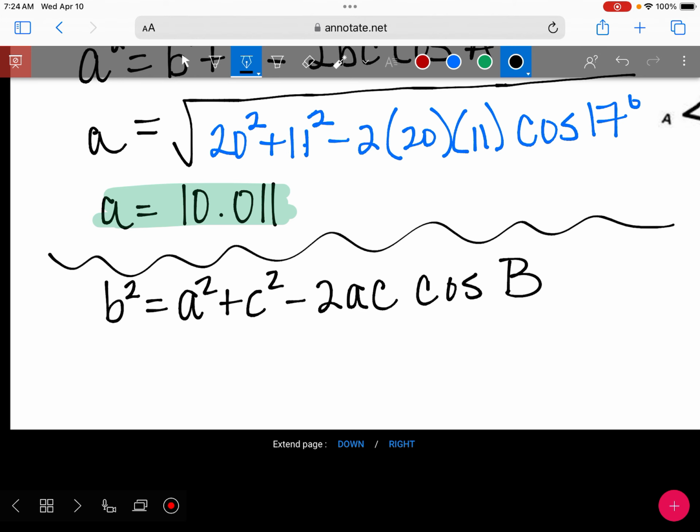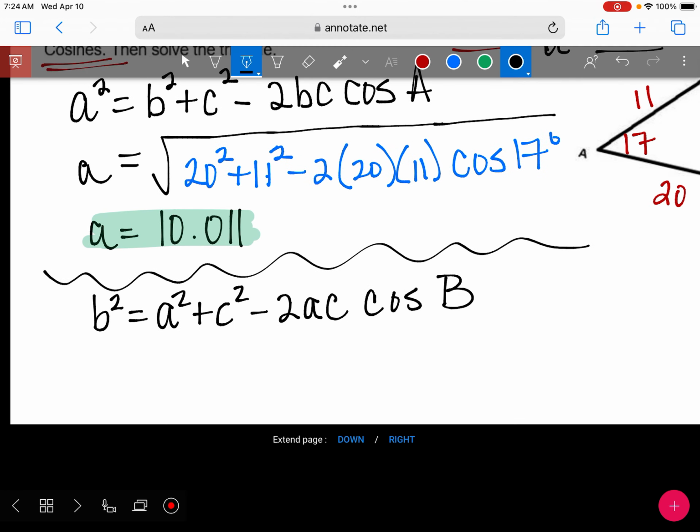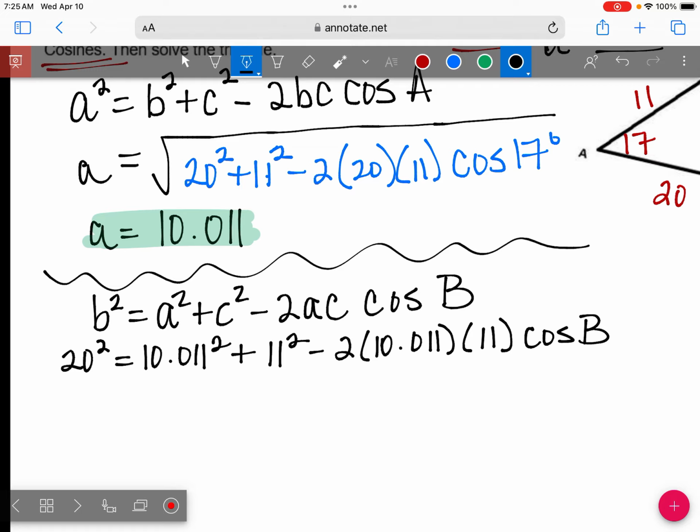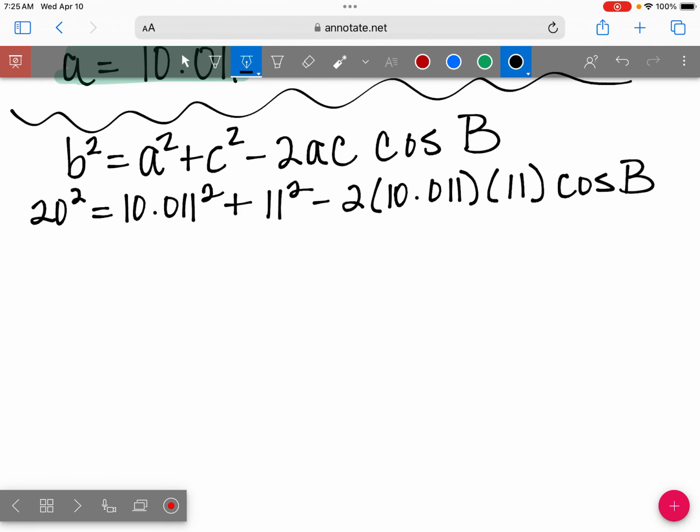So b is 20, and then a squared plus c squared, minus 2 times a, c, cosine of B. Okay, so here we go.